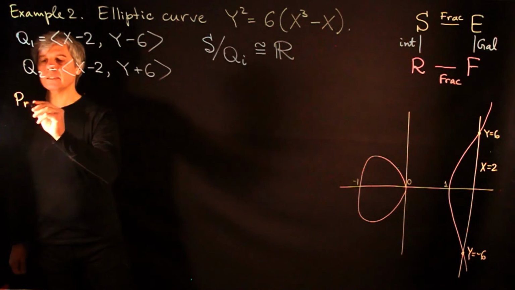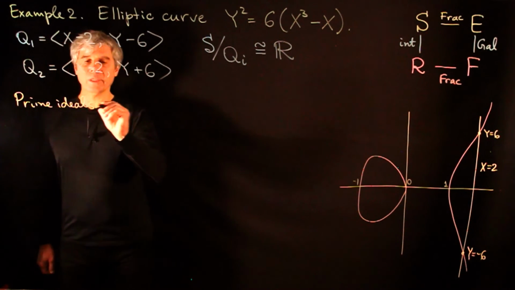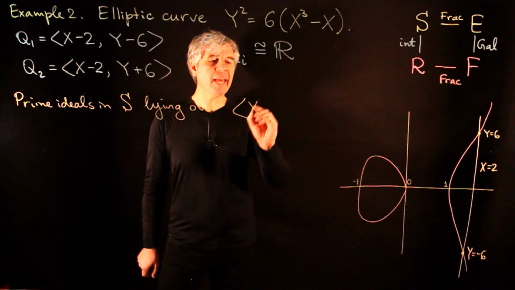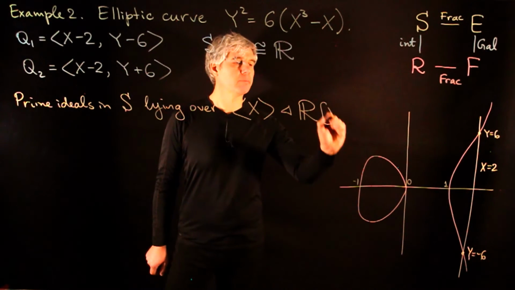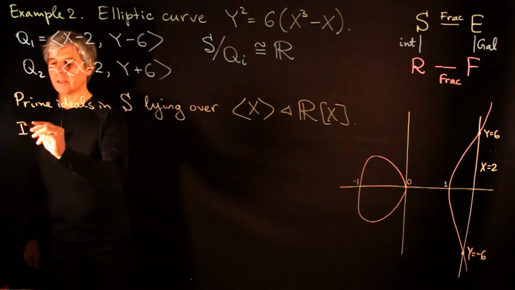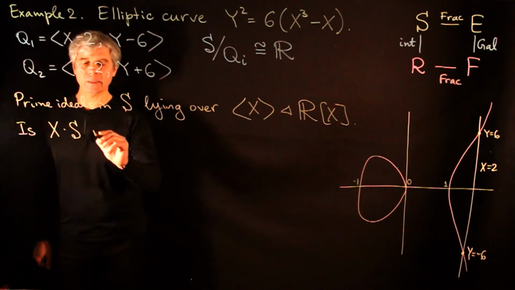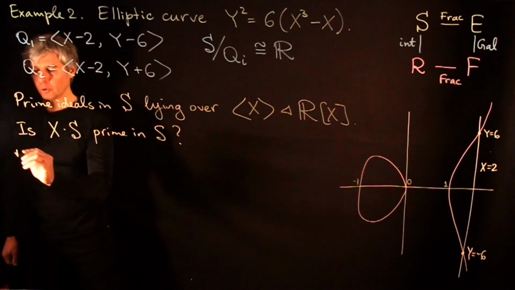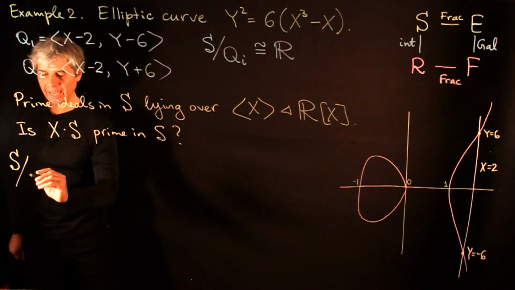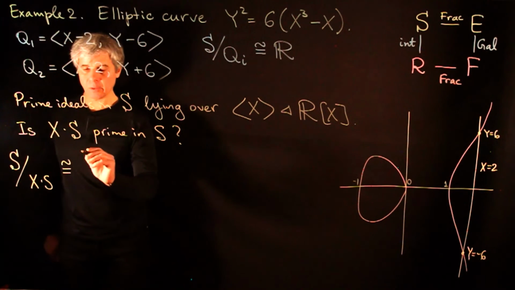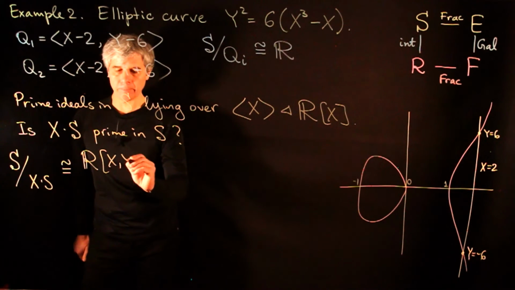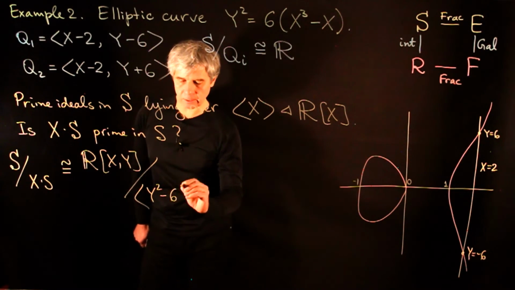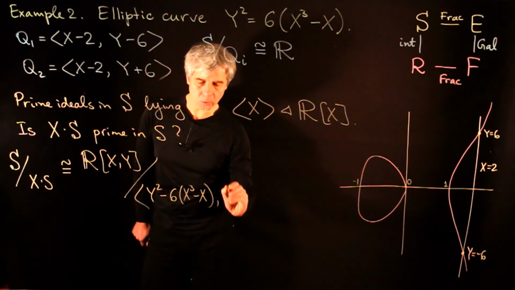Next, let us look at prime ideals in S lying over the ideal generated by X in the ring of polynomials R of X. First, let us check whether the principal ideal X times S is prime in S. So for this, we take the quotient S, quotient by ideal generated by X in S. So this will be the ring R of XY, quotient by ideal generated by y squared minus 6x cubed minus x, and also by x.